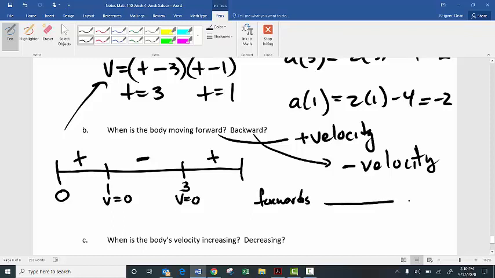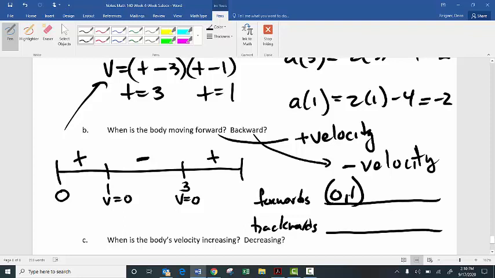And we're going to put interval notation and then backwards. All right? So forwards was positive. So between 0 and 1, it's positive, not including 1 because the velocity is 0 at 1. And then union, it's also moving forwards from 3 to infinity. All right? Not including 3 because the velocity is 0 at 3. Backwards is between 1 and 3 because the velocity is negative.